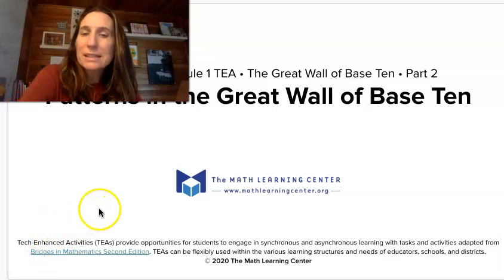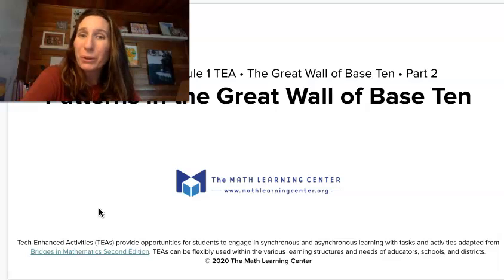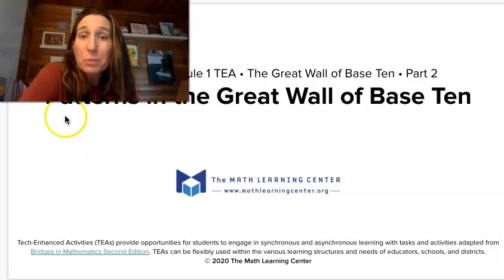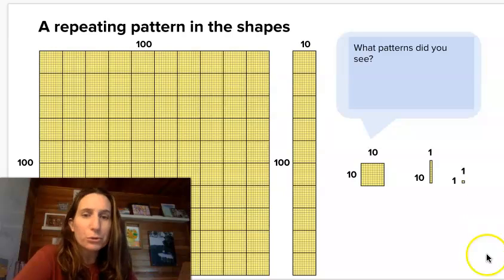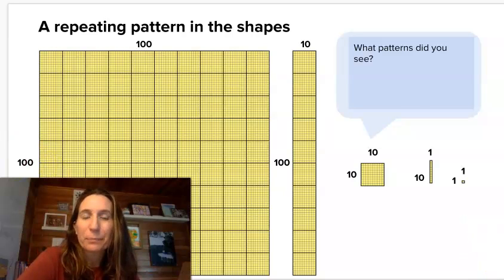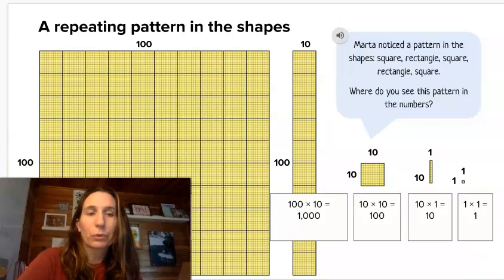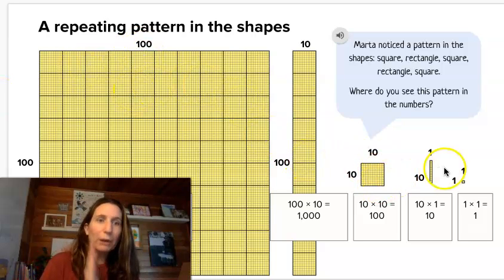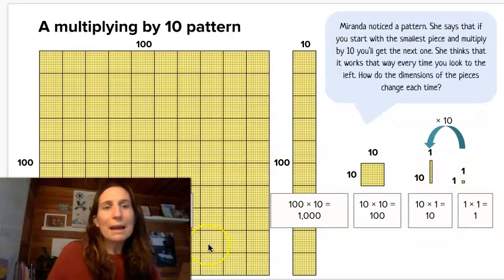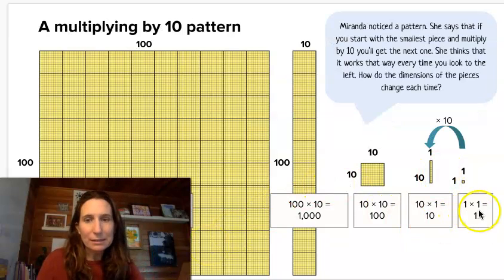Let's look at some patterns in the Great Wall of base 10 together, and then build decimal numbers using the base 10 pieces. If we look at the base 10 wall of whole numbers, what patterns do you see? You might notice a pattern with a square, rectangle, square, rectangle. Remember this from last year? We might look at the smallest piece and look at it as a pattern of multiplying by tens each time.